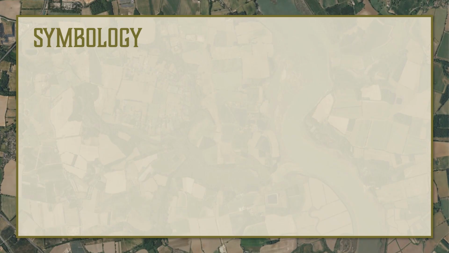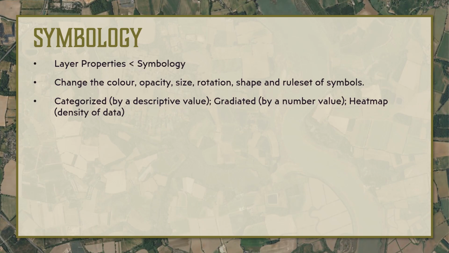So a quick note about symbology as well. If you go to layer properties, back on the left-hand side, go to symbology, so you can change the color, opacity, size, rotation, shape, and rule set symbols. And so you can change the symbol itself, the rule set from categorized to graduated, or to heat map.